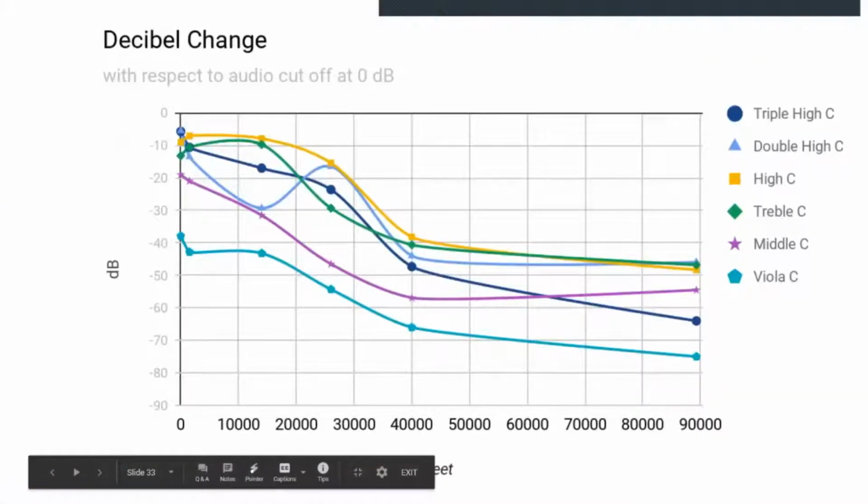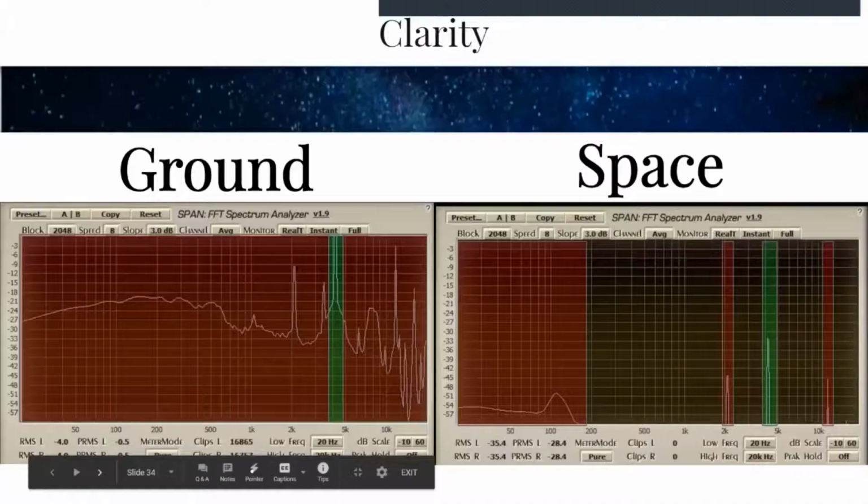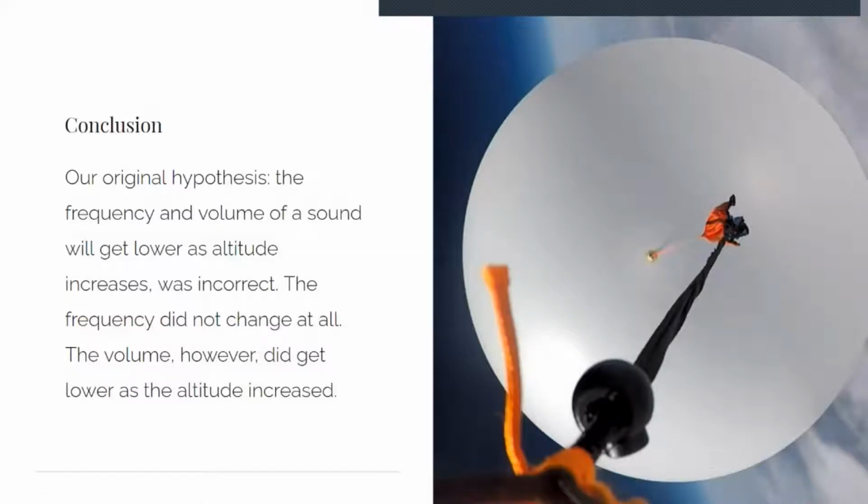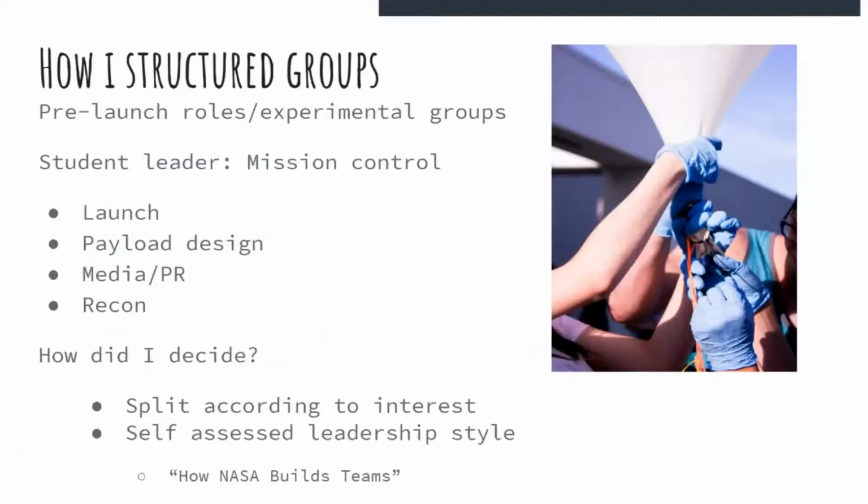So they then looked at the decibel change, the clarity, and then they made conclusions. So their conclusion was that their original hypothesis, the frequency and volume of sound would get lower as altitude increases, was incorrect. The frequency did not change. However, the volume did. So those are just a couple of quick examples.